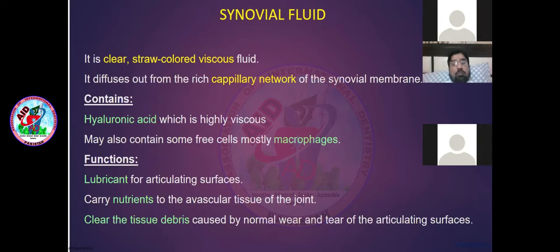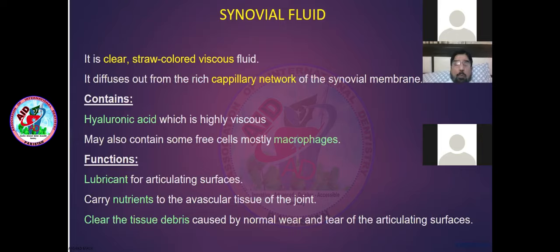These fluids have the lubrication function for all the articular surfaces, and give nutrition to the avascular area of the joint. The avascular area of the joint is the articular disc itself. It's a fibrocartilage. Its anterior portion, middle portion, and posterior portion have very little vascular supply. Even the anterior and middle portions have absolutely no vascular supply, and they get all their nutrition by diffusion, from the synovial fluid.